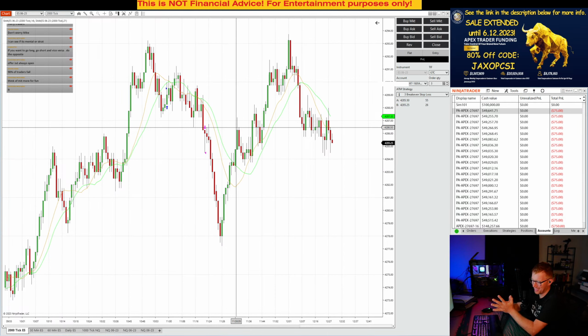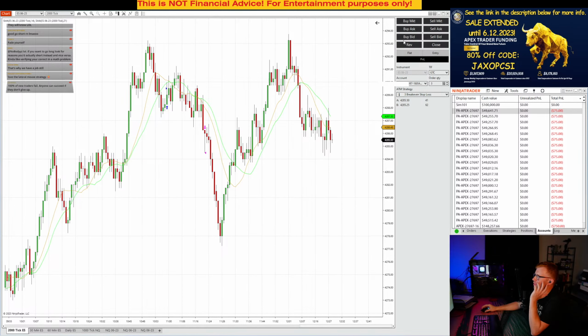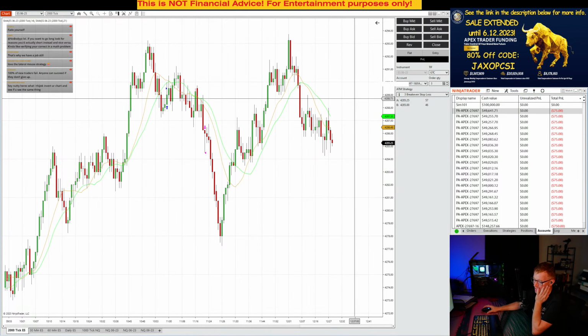Lateral mouse strategy. Right before you click, instead of buy, you hit sell. It's great. I mean, if 98% of traders fail, if you do that strategy, then you have a 98% success rate, right? Big brain thoughts. Invert my chart.